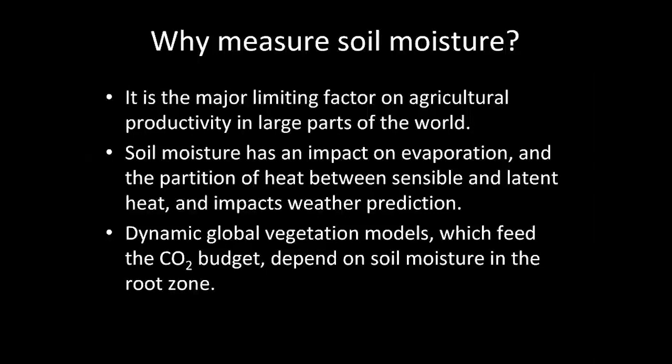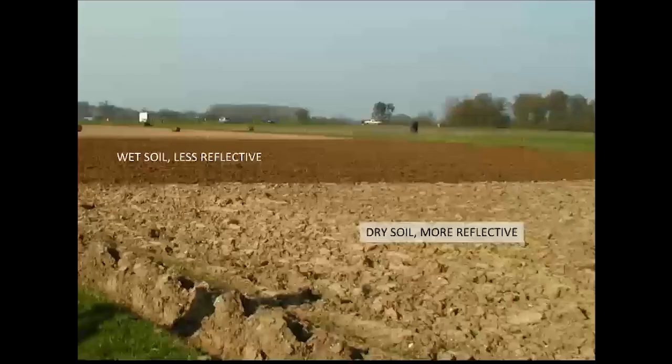Soil moisture has a huge impact on evaporation, and it's just a very important variable when it comes to not just the sensible heat and latent heat, but it also has a huge role in understanding the water cycle, carbon cycle, and the energy cycle. So dynamic global vegetation models, flux models, carbon budgets, they all depend on soil moisture and root zone to give more accurate values and answers for their outputs.